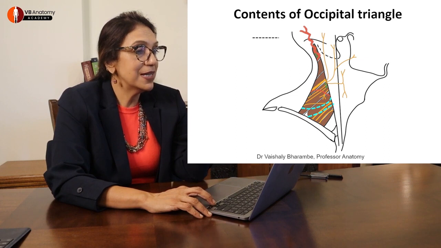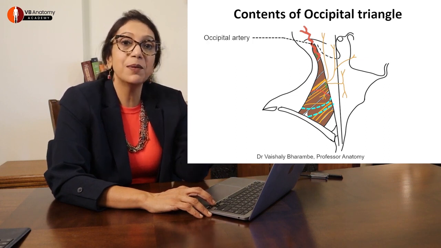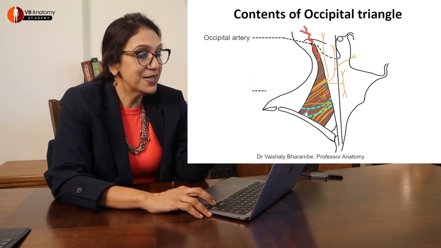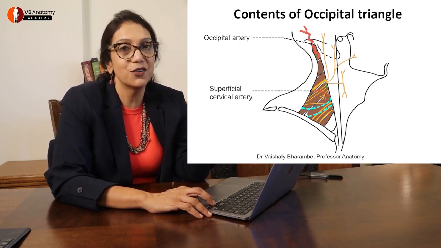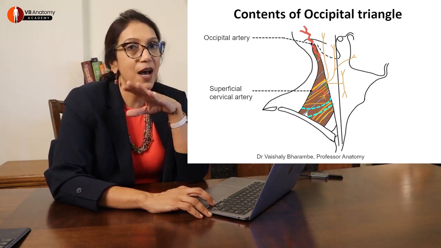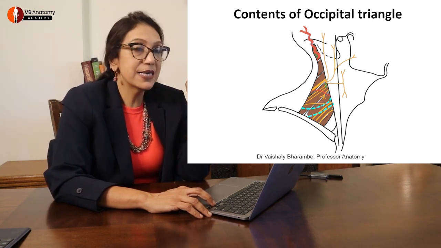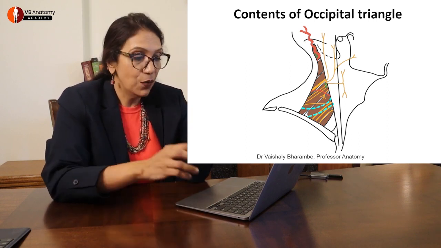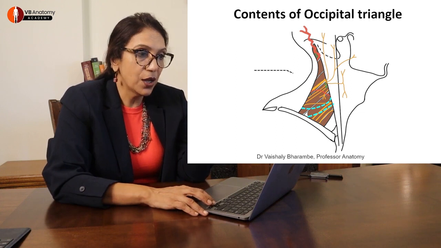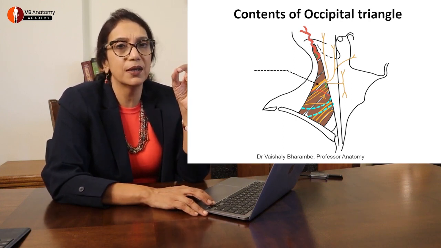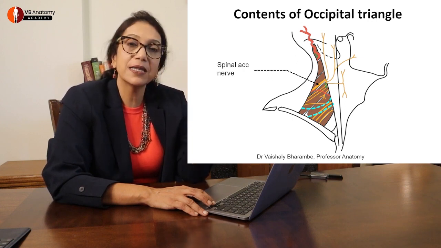So here you can see the tortuous occipital artery, branch of external carotid artery. And here you are seeing the superficial cervical artery. We've already seen a branch of first part of subclavian. Arteries done. Let's come to the nerves. Now here I want you to concentrate. Okay. What we see running across on the levator scapulae is a beautiful thick spinal accessory nerve.